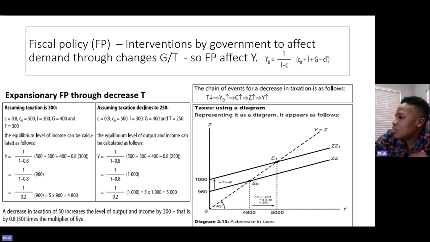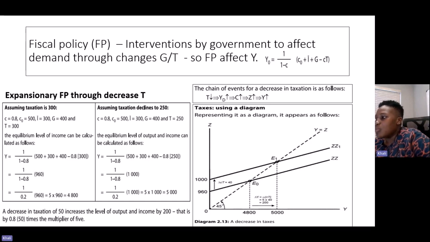So in terms of chain of events, you need to explain how this is the case. So let's take, for example, a decrease in tax. So what does a decrease in tax do? A decrease in tax increases your disposable income. You have more to spend because you are paying less to SARS. If you are paying less to SARS, what happens to the consumption? Look at the consumption function.